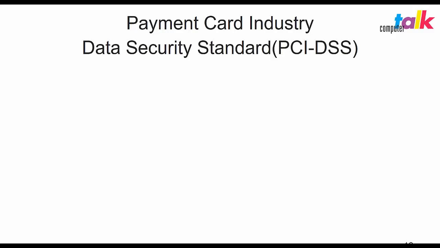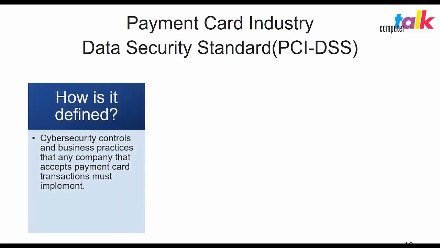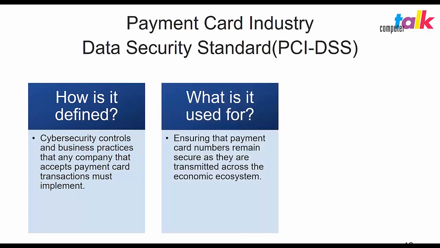So we'll start with the Payment Card Industry Data Security Standard. It's administered by the Payment Card Industry Security Standards Council. And how is it defined? Cybersecurity controls and business practices that any company that accepts payment card transactions must implement. It's backed by all the major payment processing companies. What's it used for? Well, ensuring that payment card numbers remain secure as they're transmitted across the economic ecosystem. Anyone with access to card numbers can immediately make fraudulent purchases and drain money from accounts. With banks generally issuing a refund in a scenario like this, it is in both the best interest of the merchant and the bank to have secure transmission of these numbers.